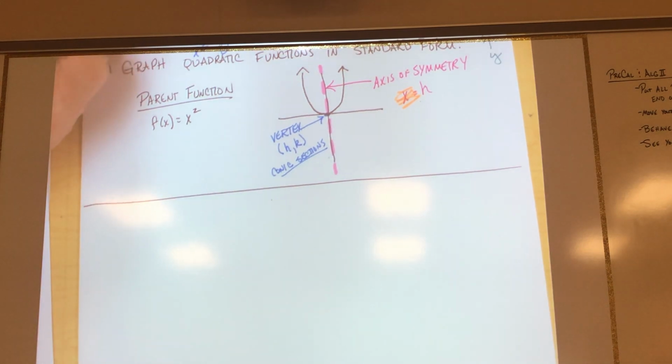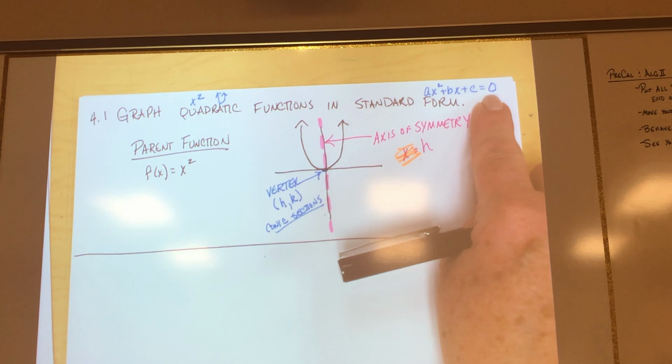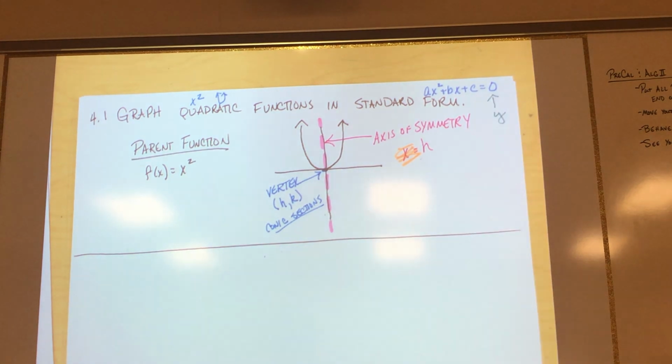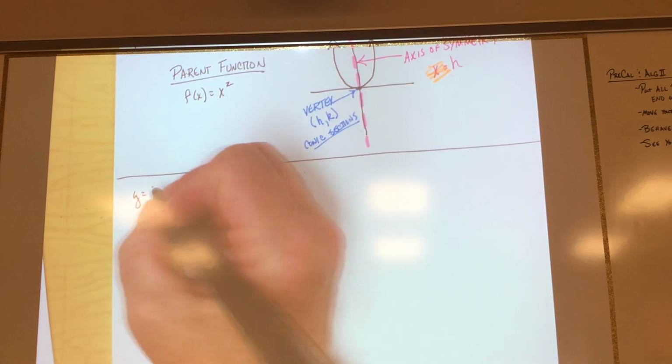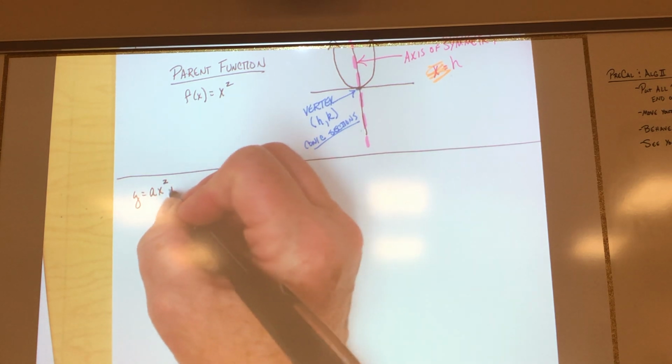Now what we're going to do is look at this equation right here, but I'm just going to look at a really easy part of it. I'm going to take the linear term out. Which one's the linear term? Bx. So I'm only going to look at it like this first. We'll start off easy. Y is equal to ax squared plus c.